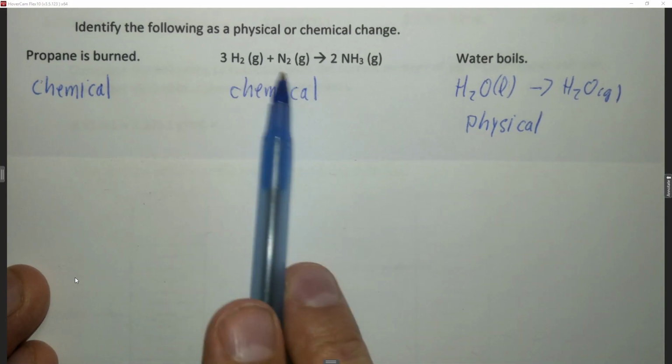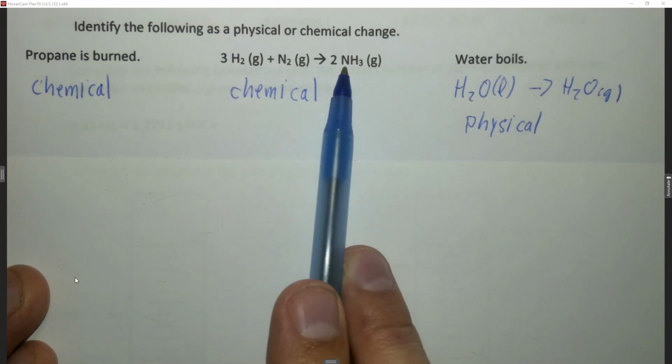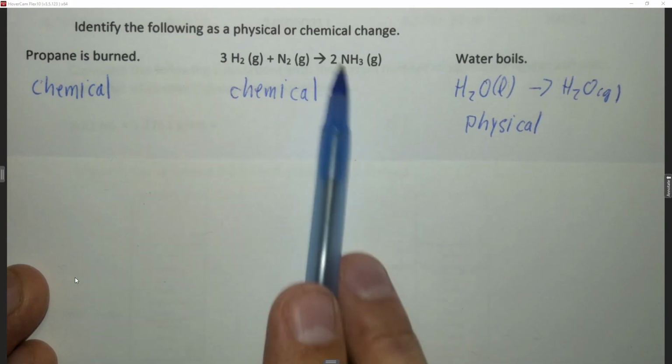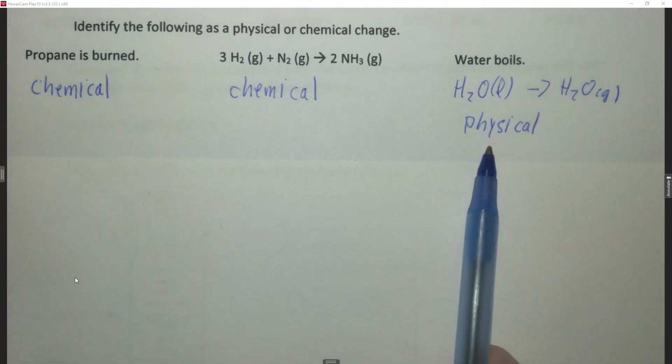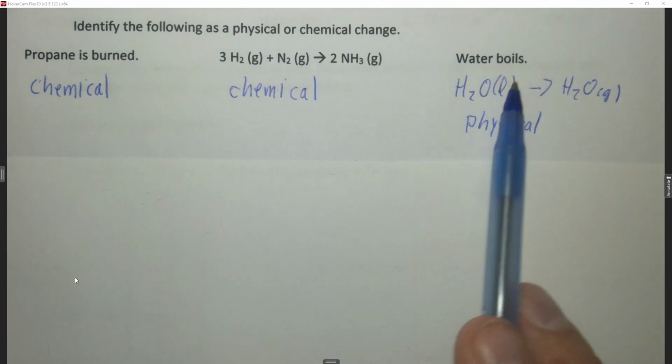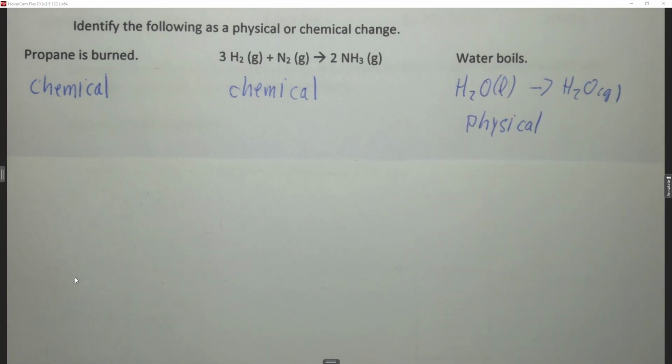Here we had hydrogen H2 and nitrogen N2. Here we have nitrogen bonded to hydrogen. We changed the arrangement of atoms. That's a chemical change. Simply changing the state of matter is a physical change. And this is true of all states of matter, state changes. So boiling, melting, freezing, subliming, you name it, all of these things are physical changes.